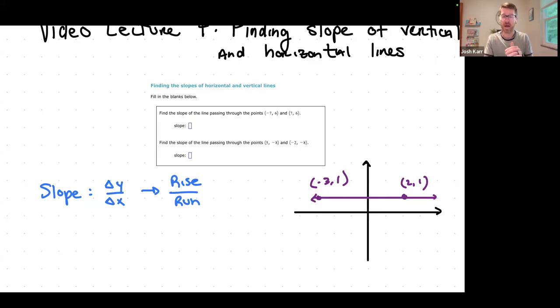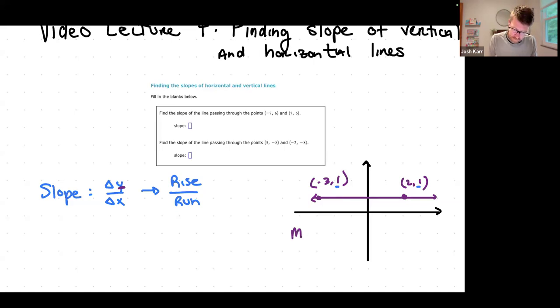But before we get to that, I want to just ask you, what do you notice about these 2 points? With these 2 points, we see both of them have a y value of 1. The y value is 1 in the first point and 1 in the second one. And no matter what point we put on this horizontal line, that y value is going to be 1, okay? And the y value is our rise. So if the y value doesn't change, this means that this horizontal line would have a rise of 0, right?